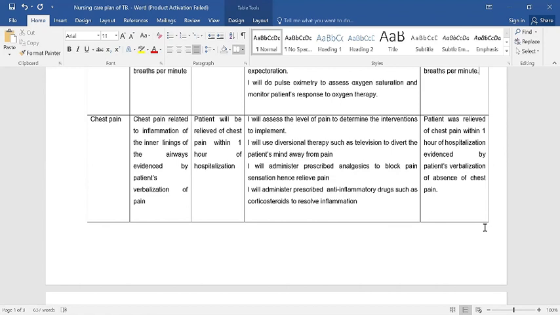Number two is, I will use diversional therapy such as television, providing television to divert the patient's mind away from pain. So basically here we are trying to divert the patient's mind from the pain. Therefore, we are going to provide diversional therapy.